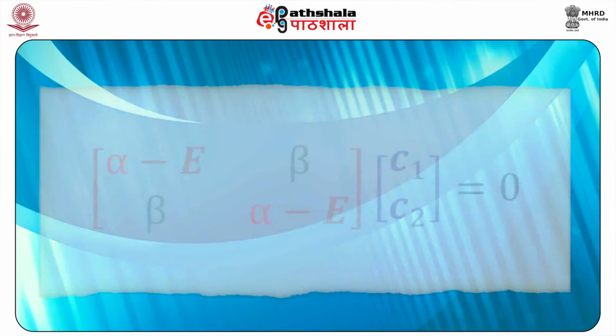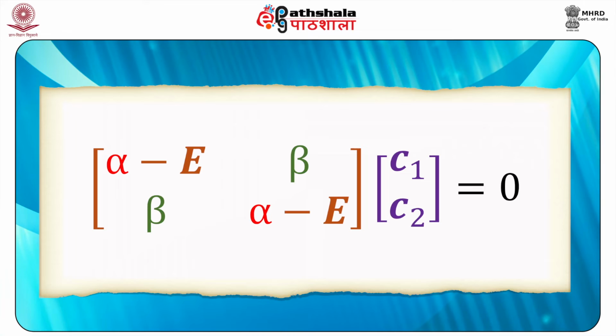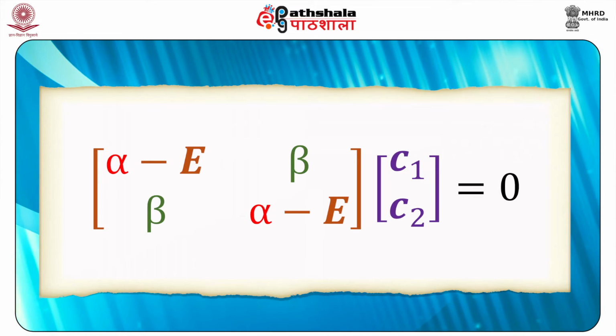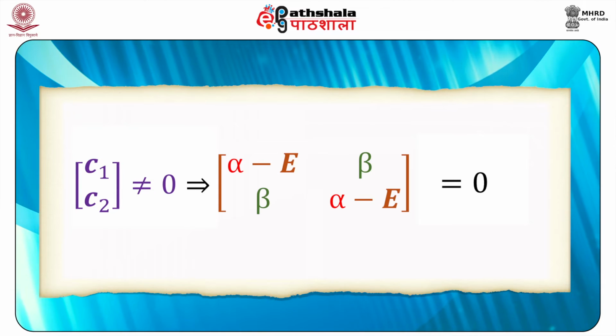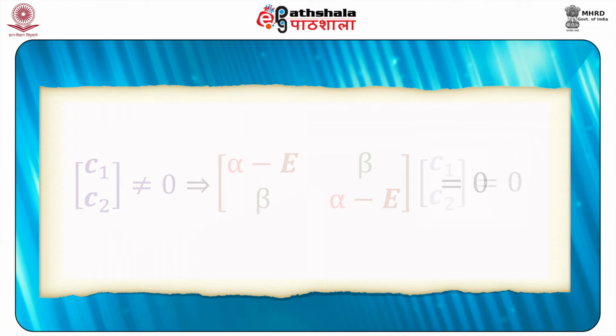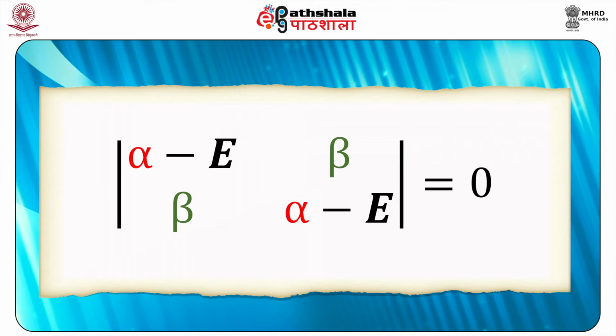Now once we have this secular determinant, if we use the approximations of Huckel, that means replacing the corresponding integrals with Coulomb and resonance integrals, then this secular determinant reduces to the Huckel determinant, and the form of the Huckel determinant is as shown. The first row becomes alpha minus E, beta, and the second row is beta, alpha minus E, times C1 C2 equals 0. Since C1 C2 is not equal to 0, the corresponding equation becomes the determinant alpha minus E, beta, beta, alpha minus E, which is equal to 0.